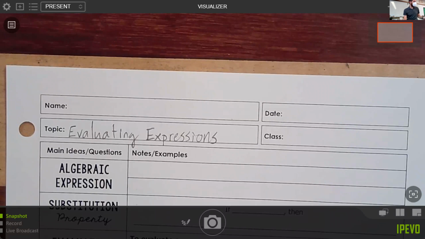It's certainly a good idea to take a look at it, because the idea of substituting in for values can sometimes be a little bit confusing. So we're just going to walk through this step by step, make sure everything's good to go. So let's define what an algebraic expression is first.